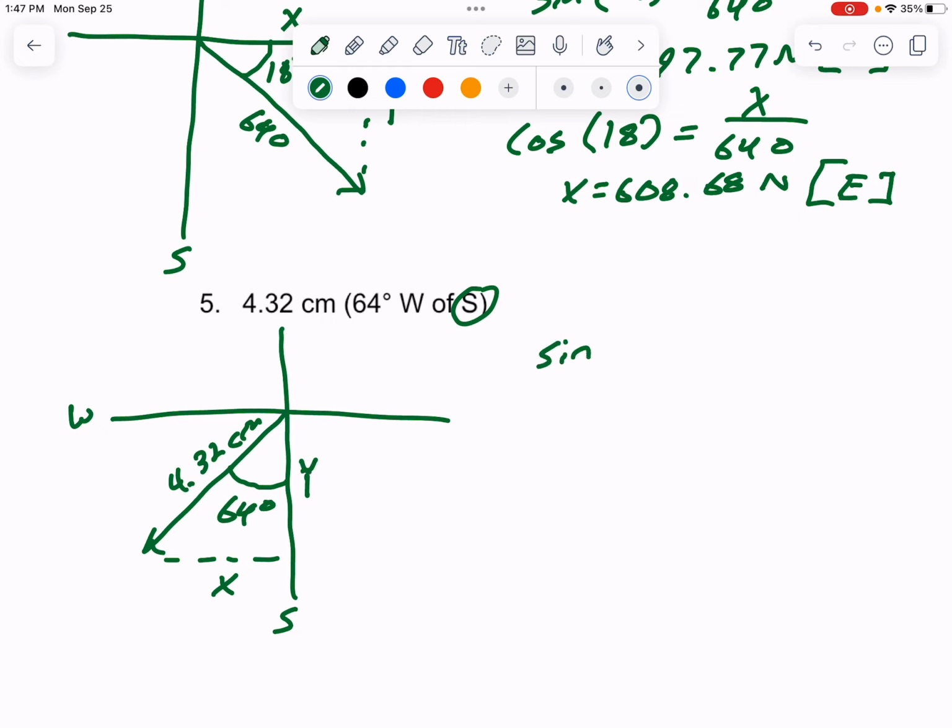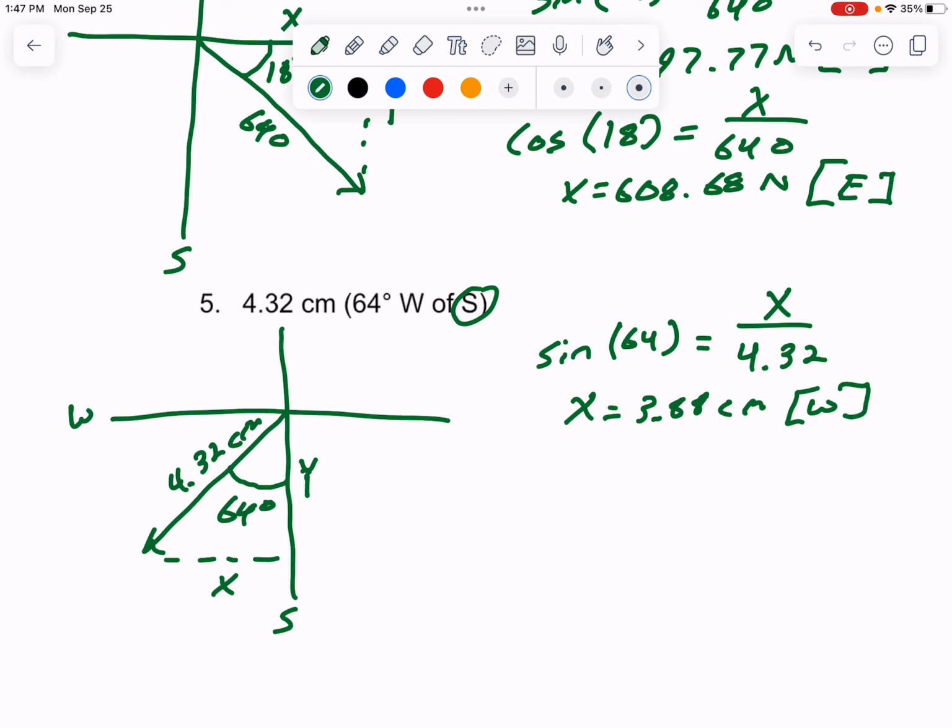So sine of 64 equals my opposite. Opposite's going to be x this time. So x over my hypotenuse, 4.32. Multiply both sides, and you should get an x value of 3.88 centimeters, and that is going west. Cosine is going to help me find my adjacent. So cosine of 64, my adjacent is y over 4.32, and you should get a y value of 1.89 centimeters, and that is going south.